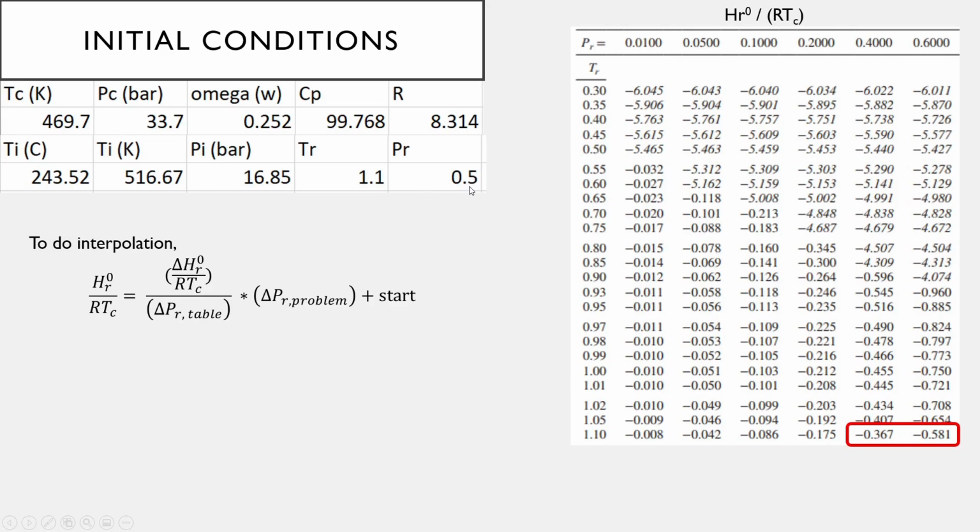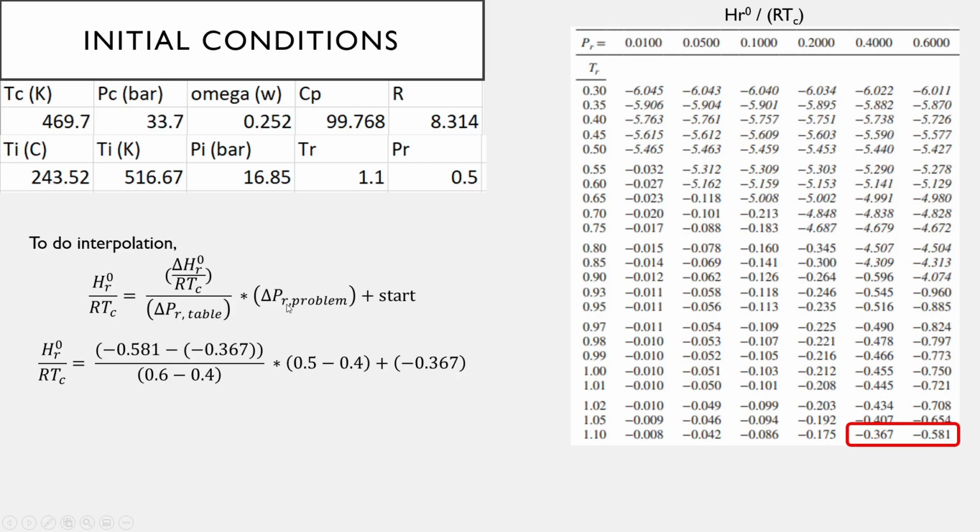So again, we start at 0.5, and then we're going to subtract the 0.4 from the table, and then add it to the starting value, which will be this negative 0.367. Getting values to it, again, this first value is the final point. So negative 5.81, and then subtracting the negative 0.367, which becomes a plus. The Pr of the tables are 0.6 to 0.4, so that's what we have in the denominator. And this chunk is what is the slope.